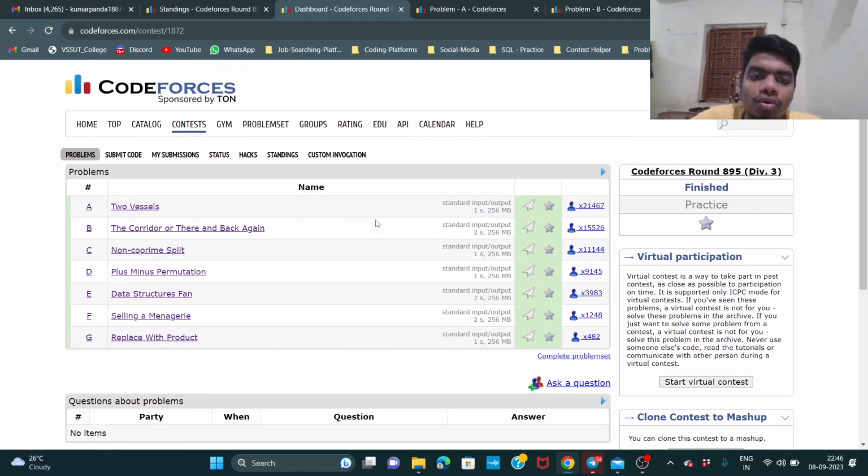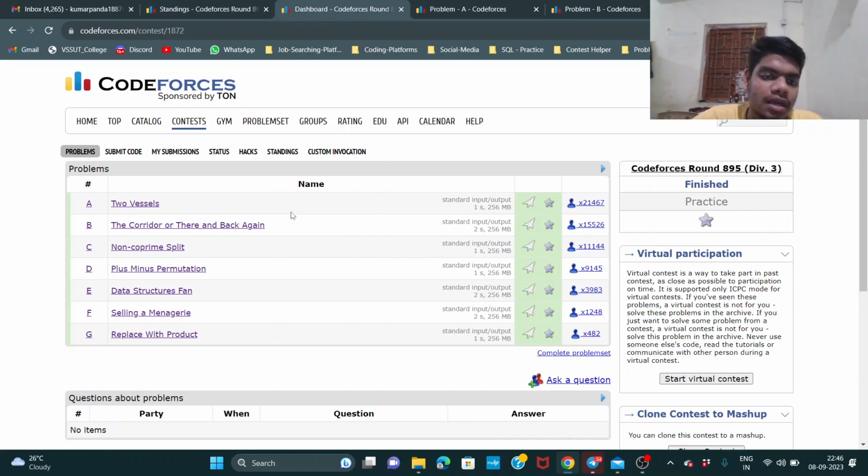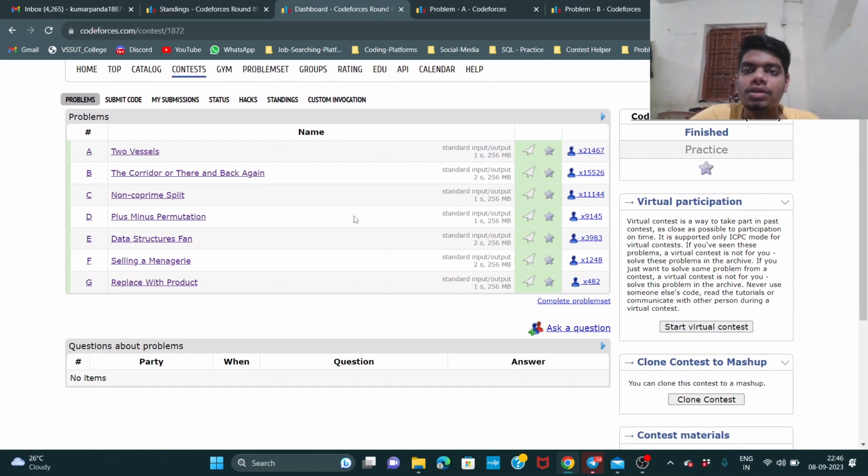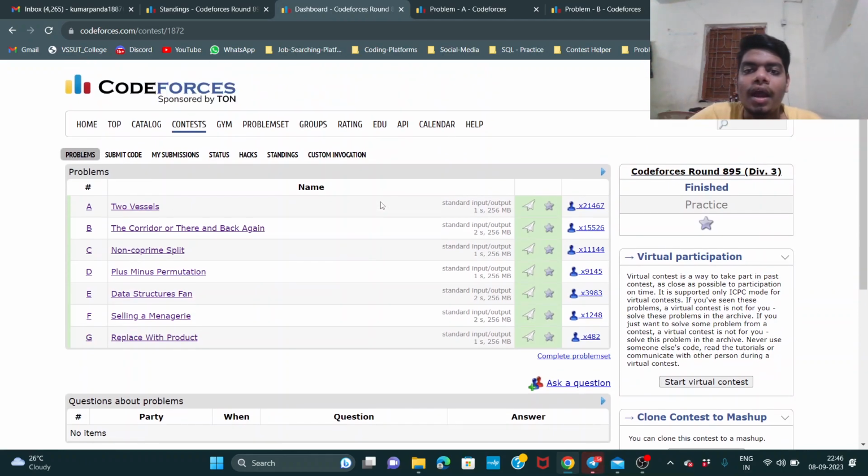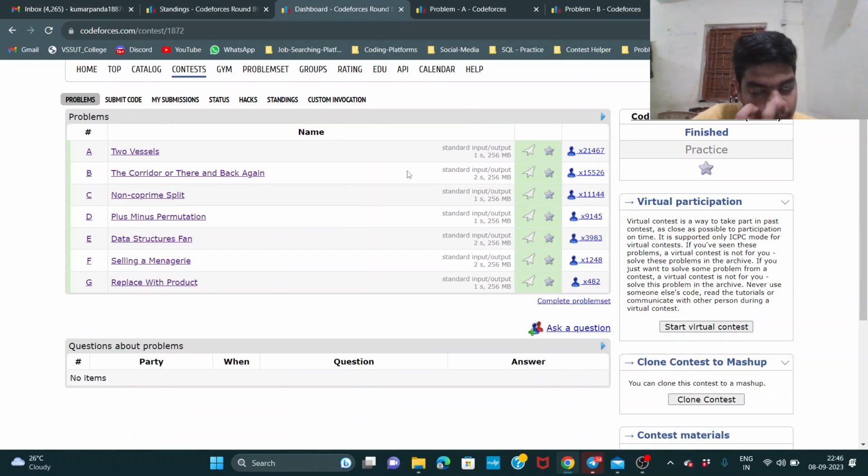The round was pretty good. The problems were in perfect position: A was very easy, and then B, then C, then D. So it was the perfect order. Let's just discuss the problems first.